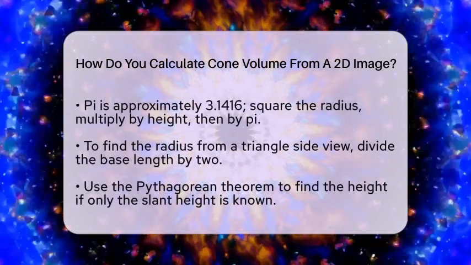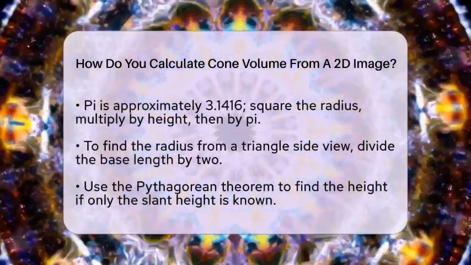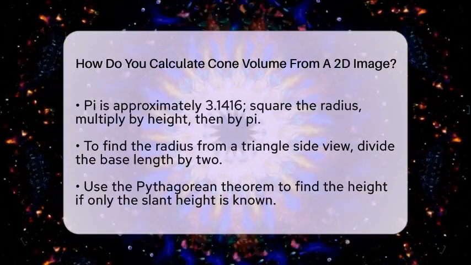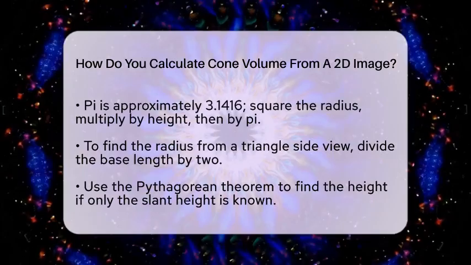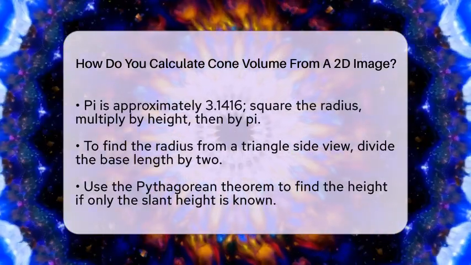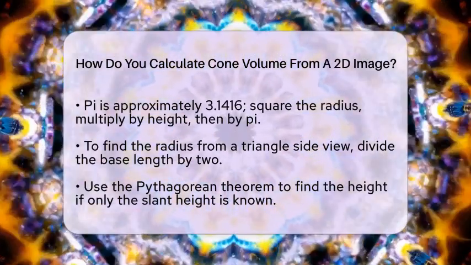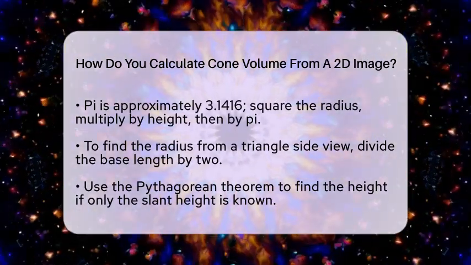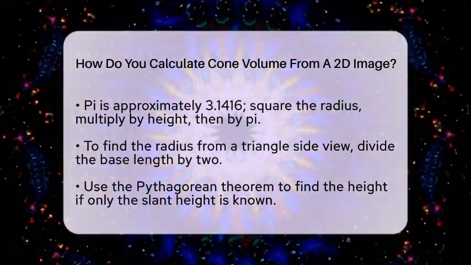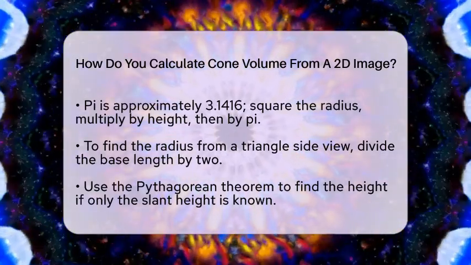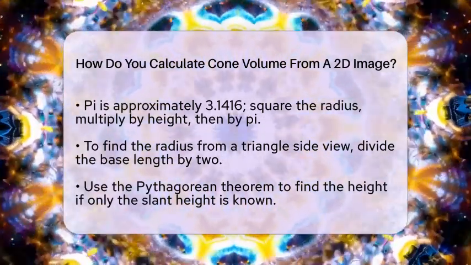If the image only shows a side view, and you see a triangle, remember that the base of the triangle is twice the radius. To find the radius, divide the base length by 2. If you only see the slant height, which is the side from the base to the tip, you can use the Pythagorean theorem to find the height. Subtract the radius squared from the slant height squared, then take the square root to get the height.